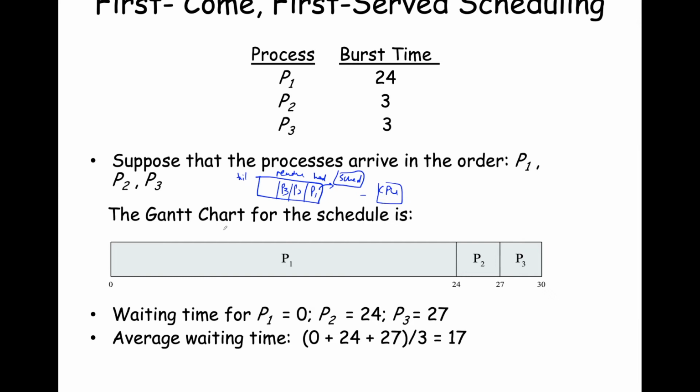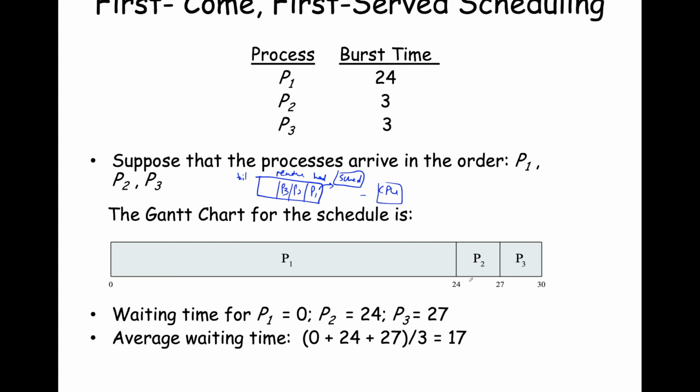So here, because P1 arrived first, we start at time 0. P1 is executing, and it runs for its full 24 milliseconds, and then P1 is finished. It exits. So then P2 is behind P1 in the ready queue. So P2, which arrives second, is scheduled for execution, and P2 runs for a total of 3 milliseconds. It starts at 24 milliseconds because P2 does not run until P1 is completed. So 24 milliseconds is where P2 starts.